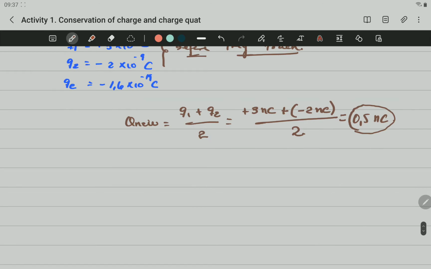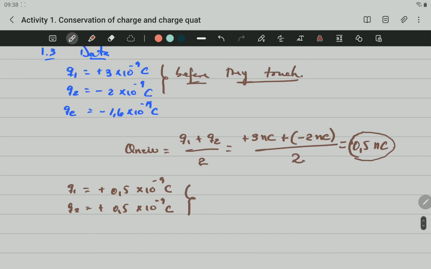So the charge of Q1 is going to be equal to, and both of them are positive, positive 0.5 times 10 to the minus 9 coulomb. We are converting. Charge 2 is equal to positive 0.5 times 10 to the minus 9 coulomb. And this here is going to be after they touch. So we have a before they touch and we have an after they touch.